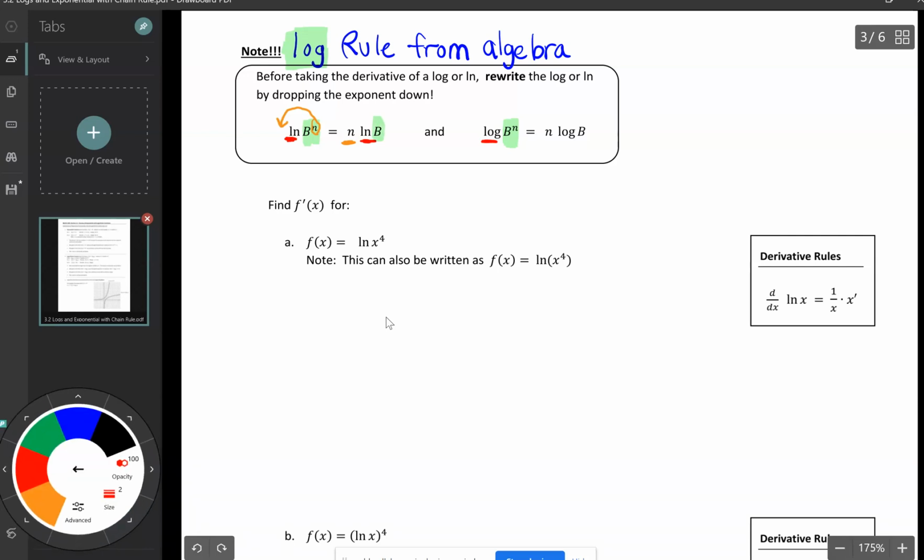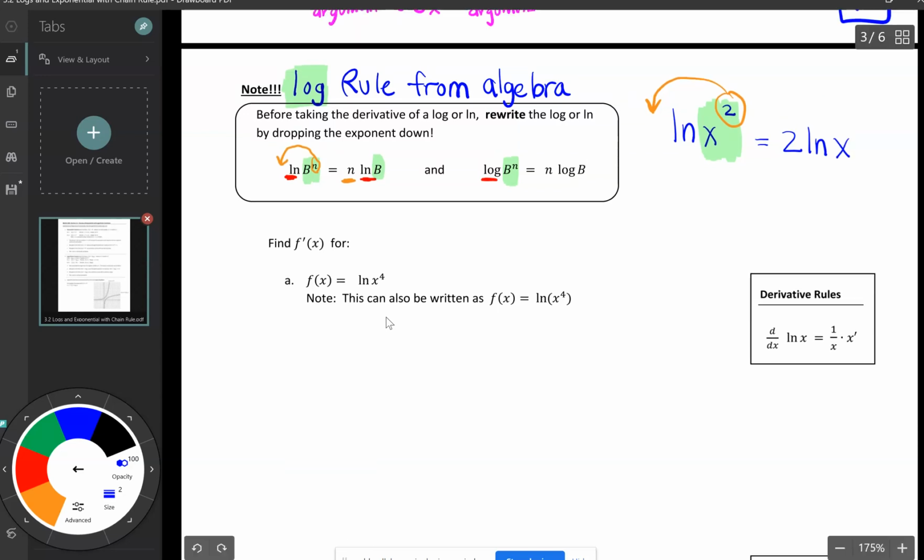So let's see an example of this. So if I had natural log of x squared, natural log of x squared. What the rule says is since I have a base, x, with an exponent 2, the algebra says I can drop that 2 to the front, and an equivalent way to write this is 2 natural log of x.